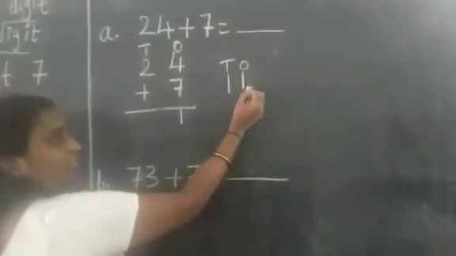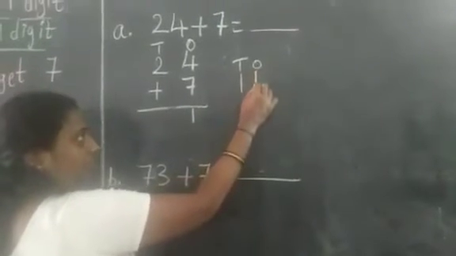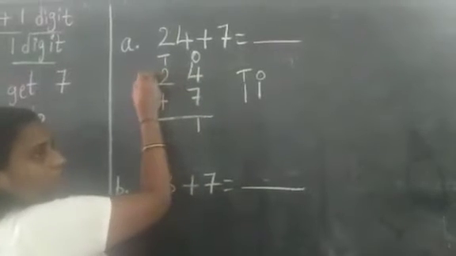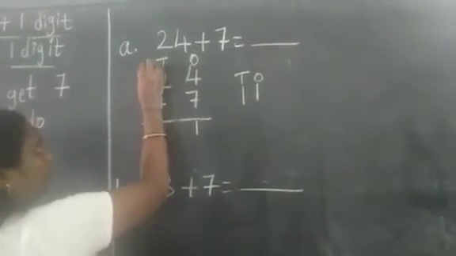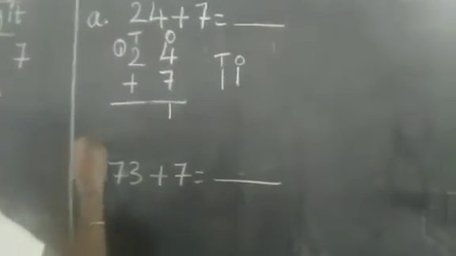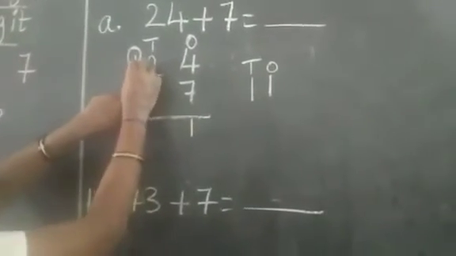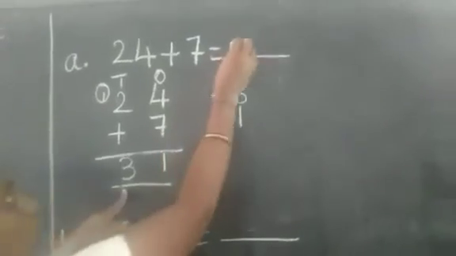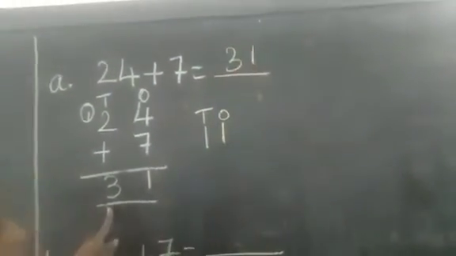This is the ones place, children. In the ones place, this 1 we have written here. And in the tens place we carry 1. So this 1 will be written here. Okay children? Now 2 plus 1 is 3. So the answer is 31. We are writing here 31.